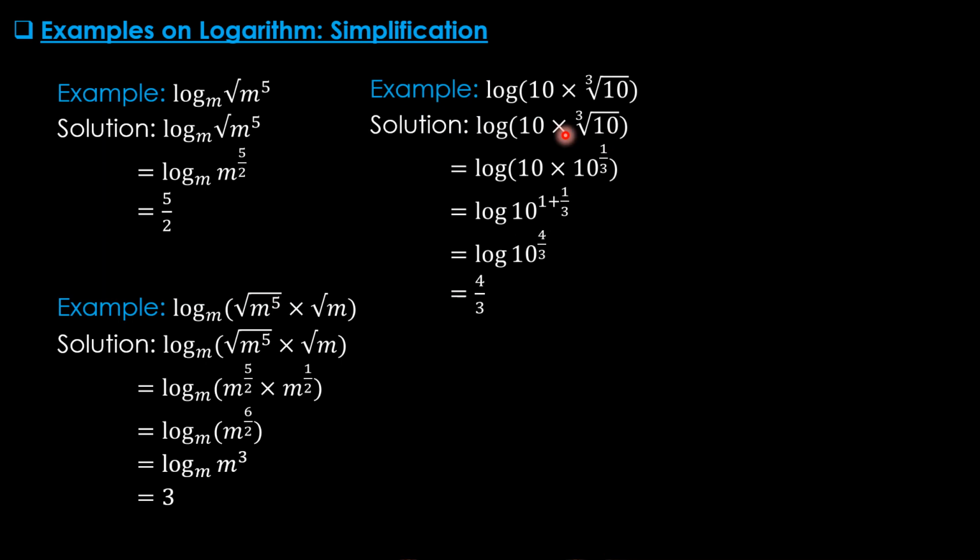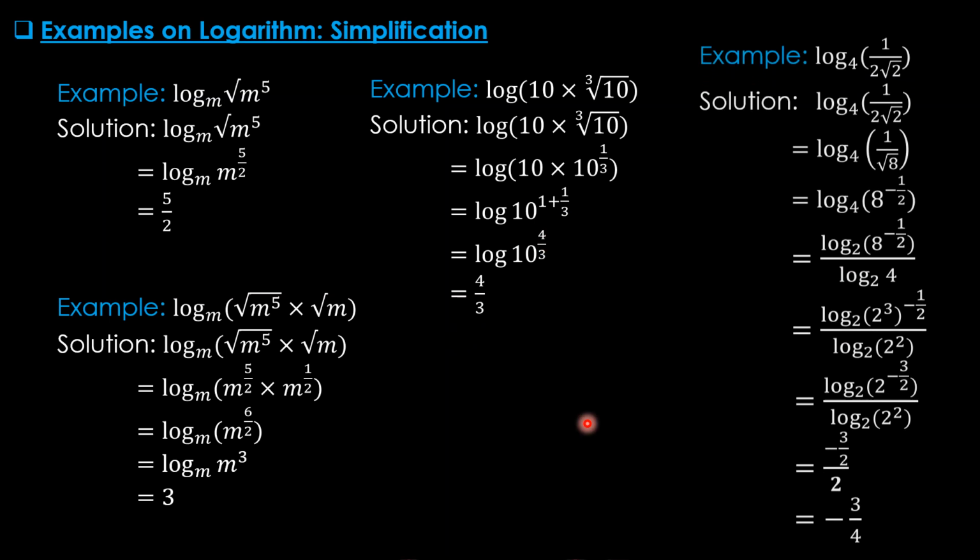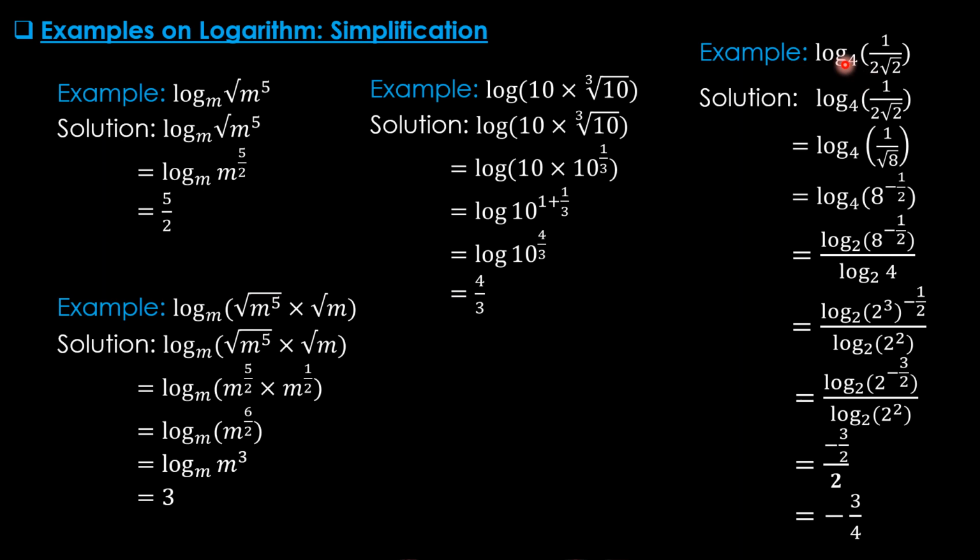Log 10 times cube root of 10. Cube root of 10 means 10 to the power 1 over 3. So 10 times 10 to the power 1 over 3 means 10 to the power 1 plus 1 over 3, which is 10 to the power 4 over 3. That's why it is 4 over 3. This is another simplification here.